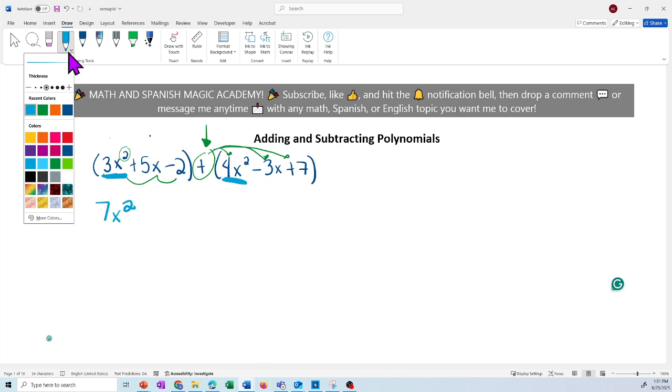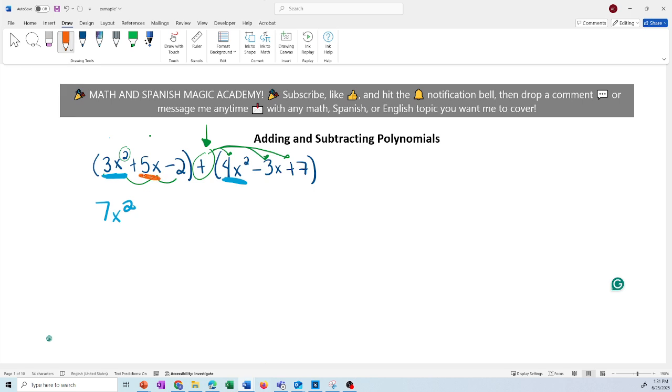I already simplified the x squared. Now, I'm going to take a look if I have an x raised to the first power. So I have the 5x, right? The x is raised to the first power, but you're never going to see an x raised to the first power written. So if it's just x on its own, you know it's raised to the first power. And then I have a negative 3x, right? So 5 minus 3 is 2, positive 2x.